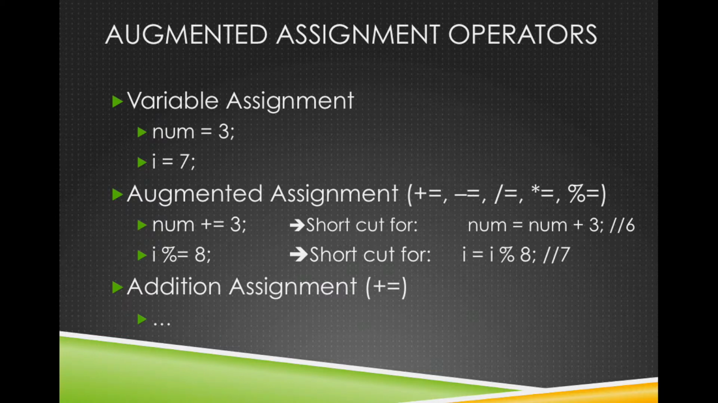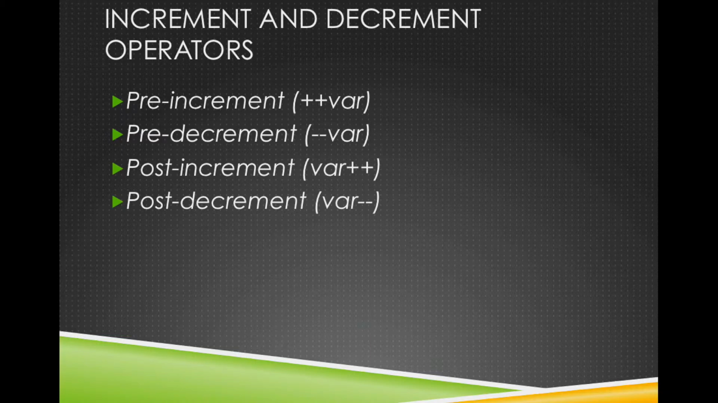Augmented assignment operators are also really important to be able to use. They shorten code. So if you have num plus equals 3, it's really num equals num plus 3. There's also the increment and decrement operators. You have the pre-increment and decrement operators, which happen before you use the variable, or you have it after you use the variable, which is the post-increment and decrement operators.